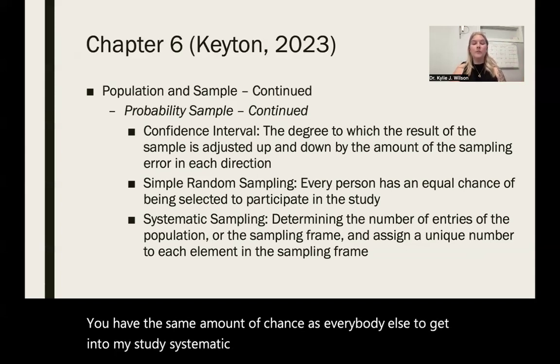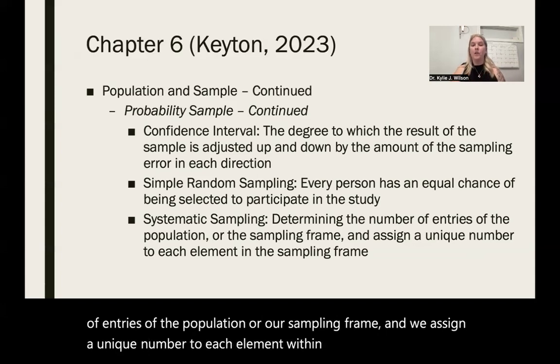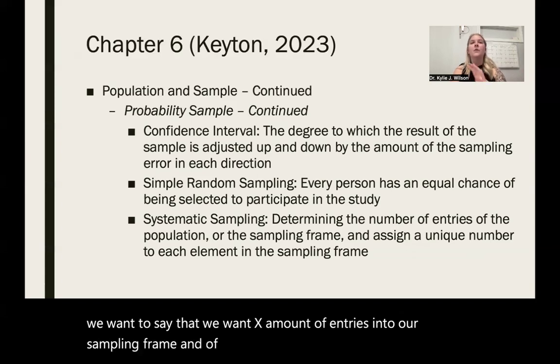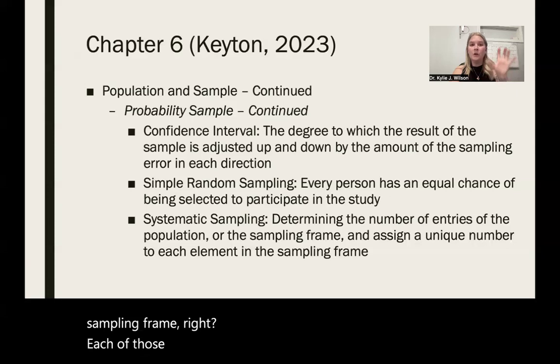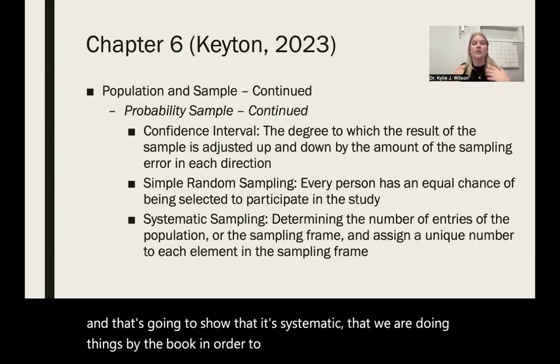Systematic sampling, so we determine the number of entries of the population or our sampling frame, and we assign a unique number to each element within the sampling frame. So we want to say that we want X amount of entries into our sampling frame. Let's say we want 5 entries, right? Each of those 5 elements are going to have their own number. And that's going to show that it's systematic, that we are doing things by the book in order to collect data that is going to be representative of the population.